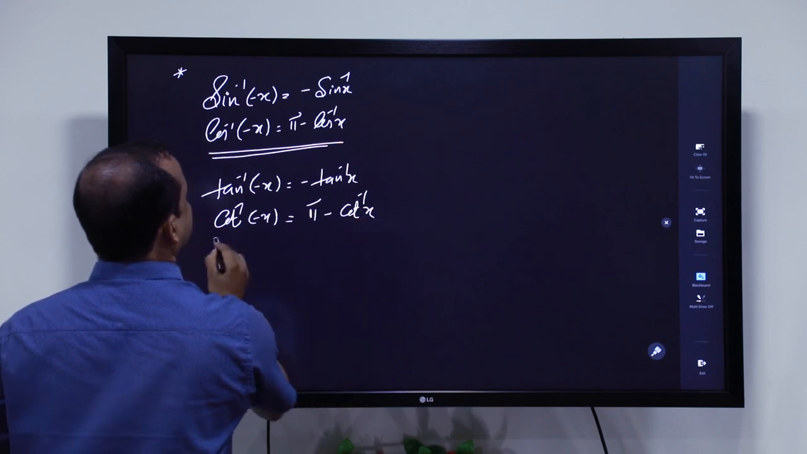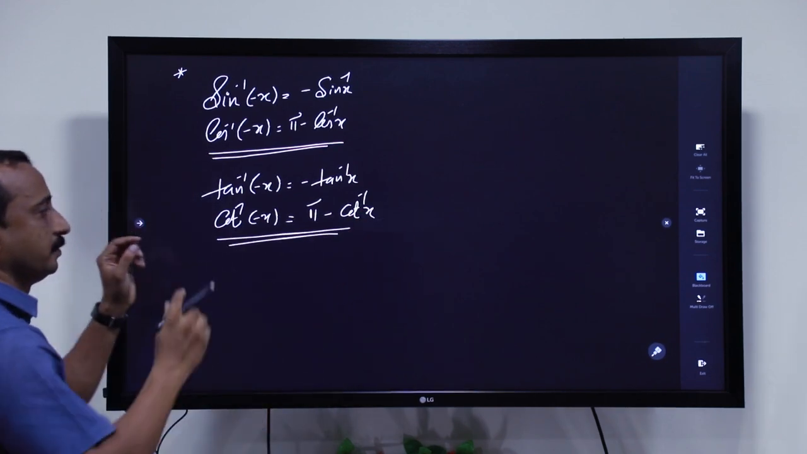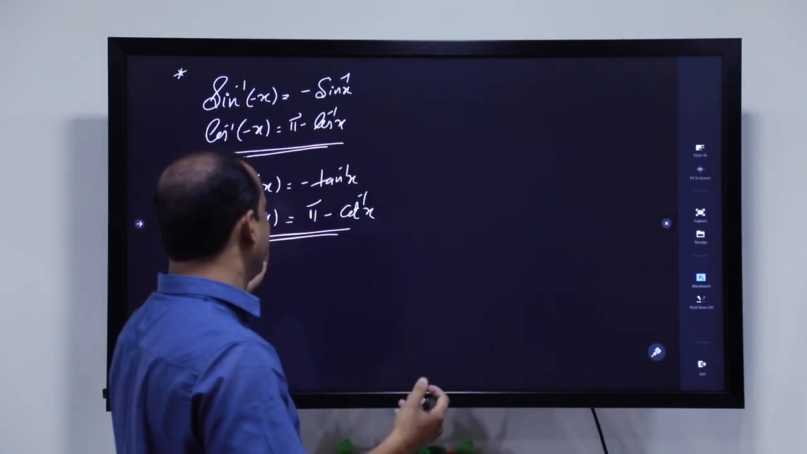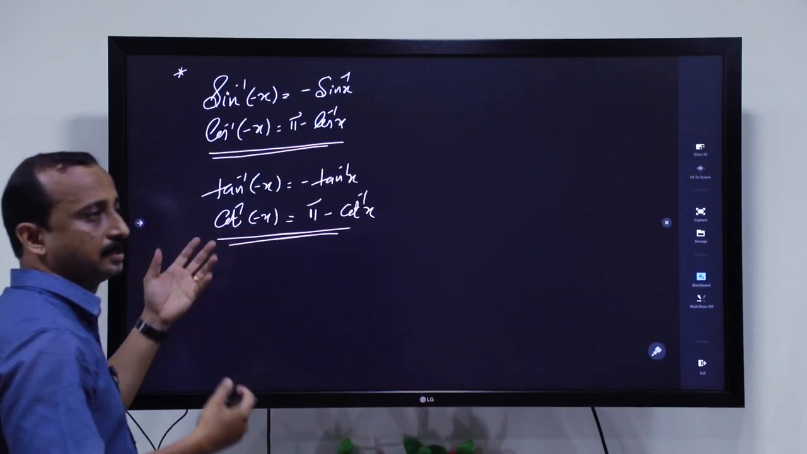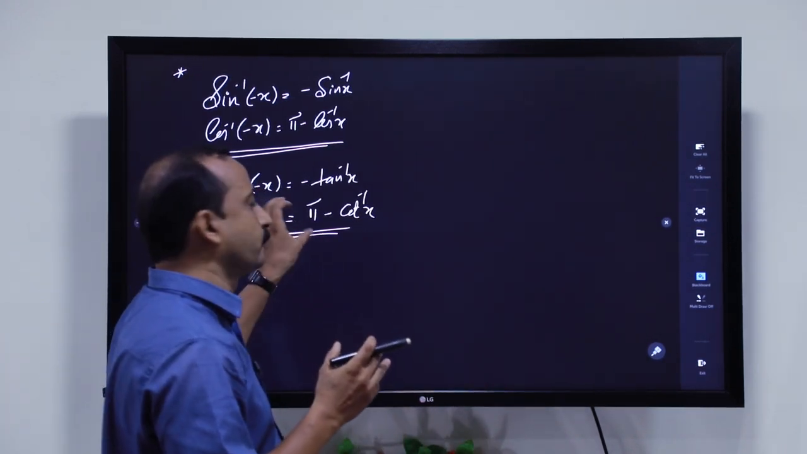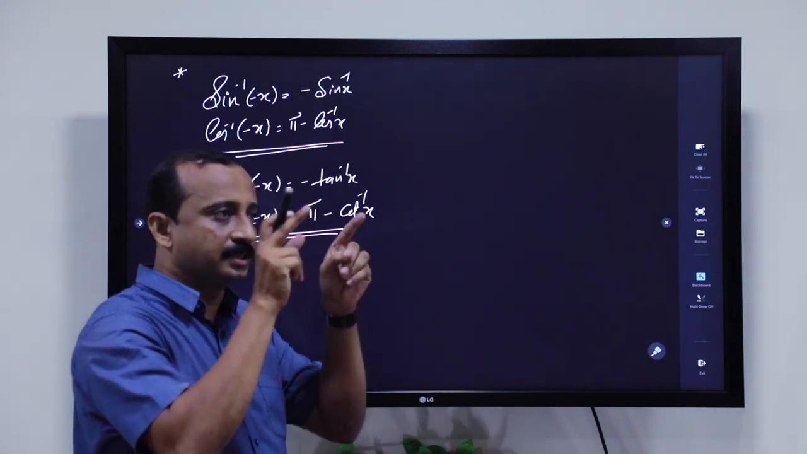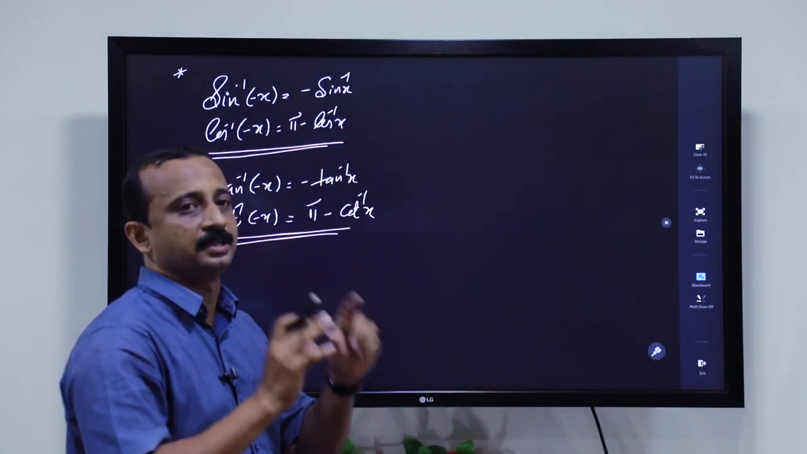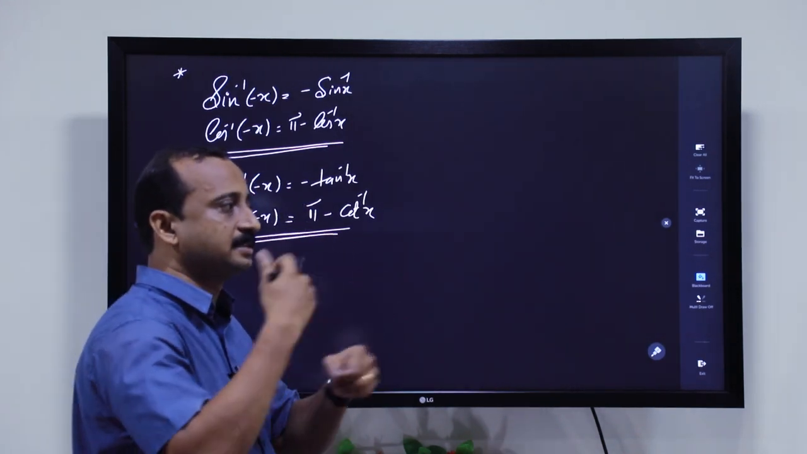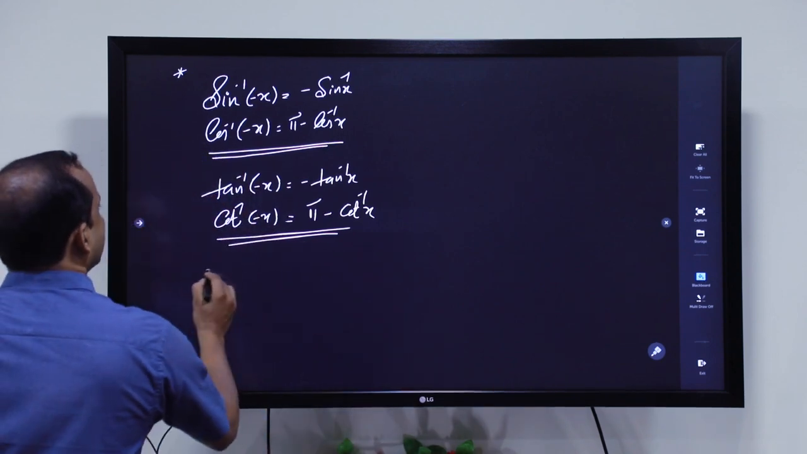Using these formulas, if you have a negative value, you directly get the answer, the complete principal value, and we don't need to reset the range. So memorize these formulas by heart.